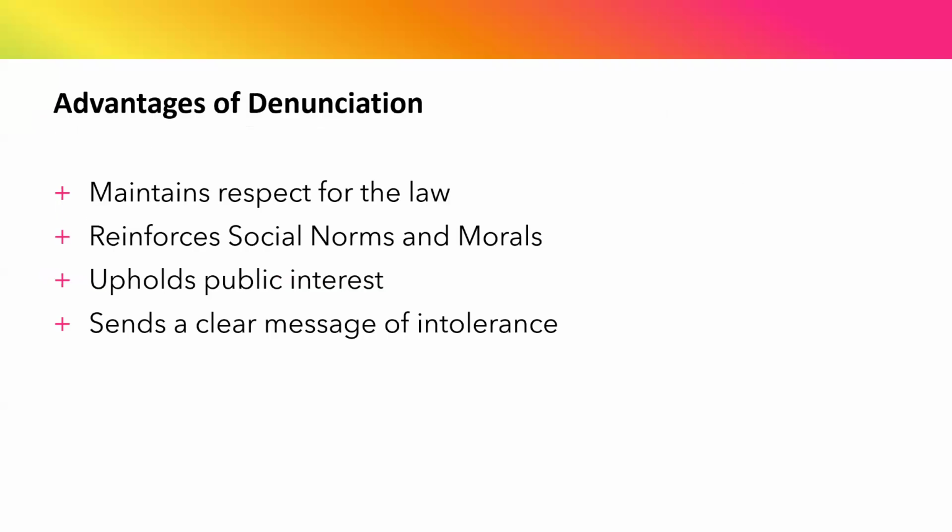There are both advantages and disadvantages of denunciation as a theory of punishment. One of the main advantages is that it helps to maintain the respect for the law due to the fear of the loss of reputation and condemnation by the society that it creates. Also, denunciation reinforces social norms and morals and upholds public interest. It sends a clear message of intolerance of illegal behavior in the society, as once a person is convicted of a serious criminal offense, he may not be able to reintegrate himself into the society if he was publicly named and shamed.